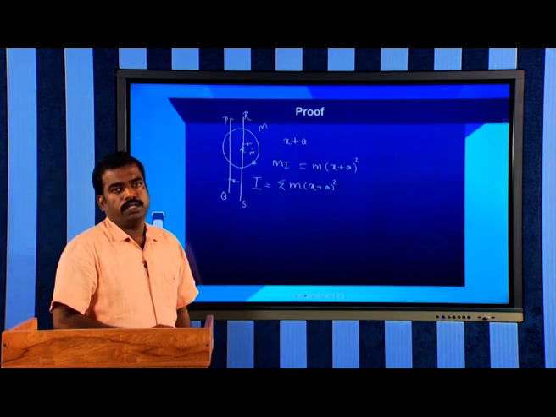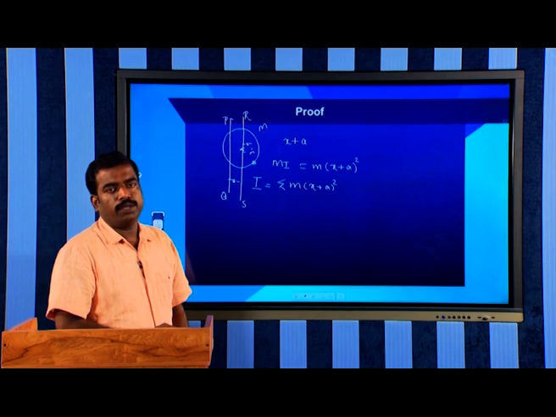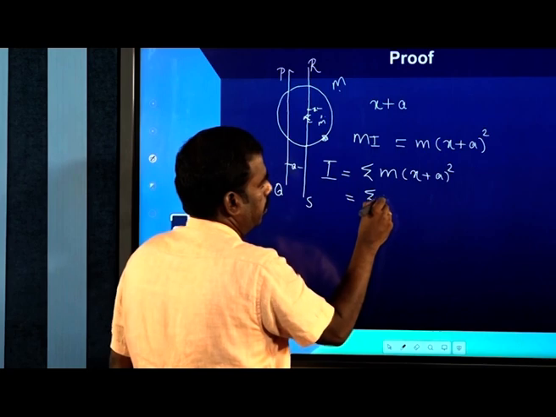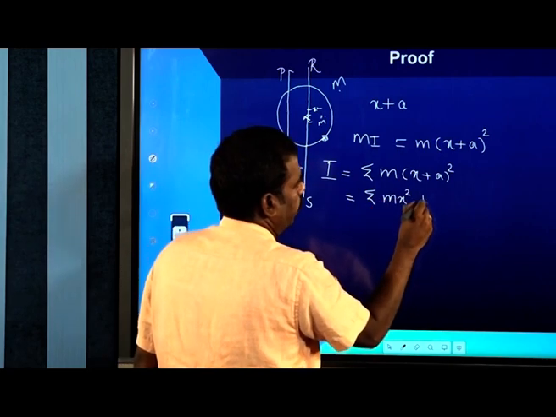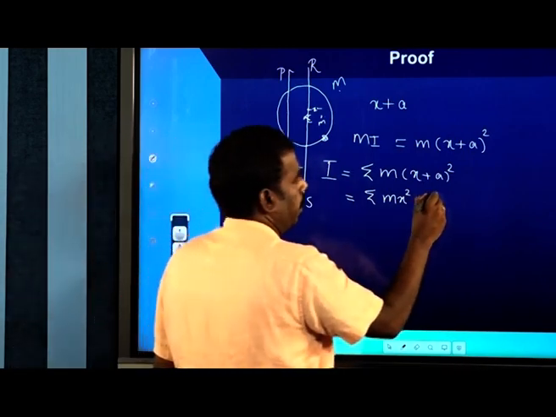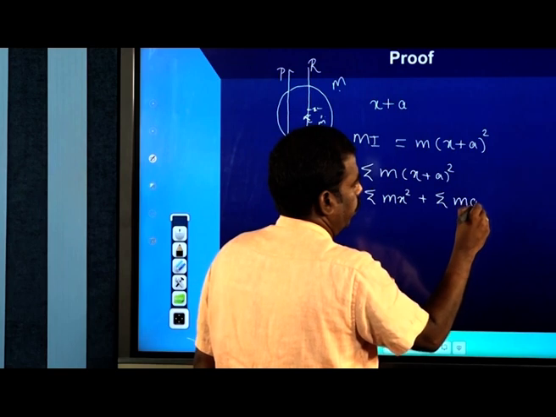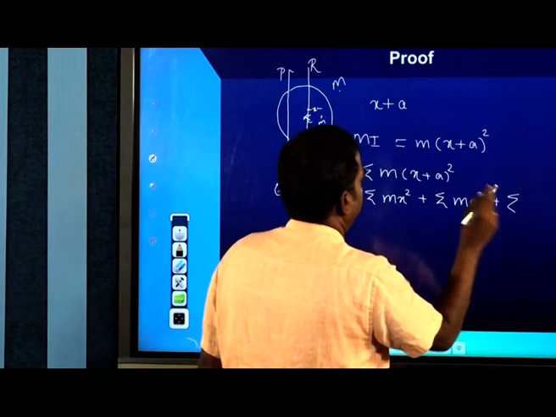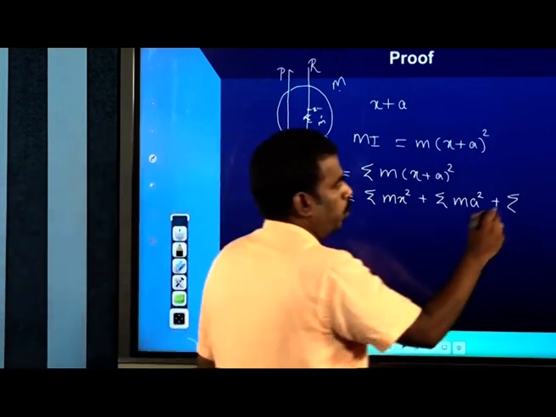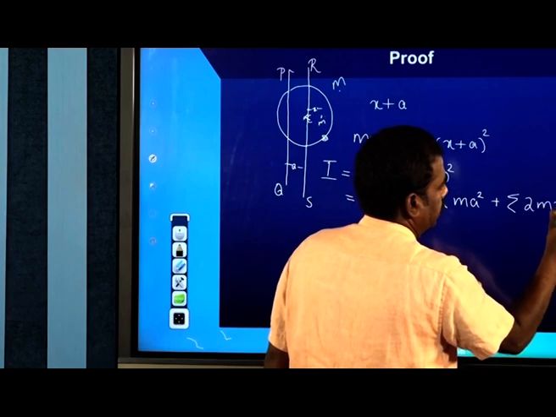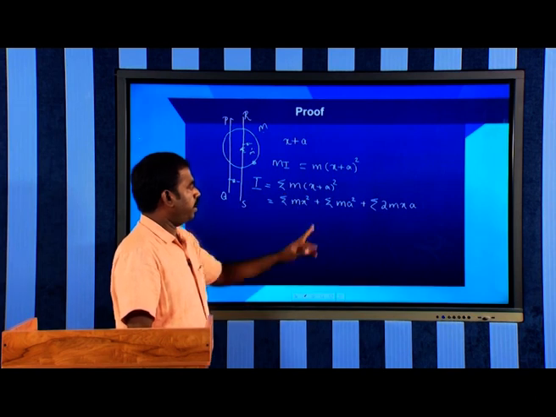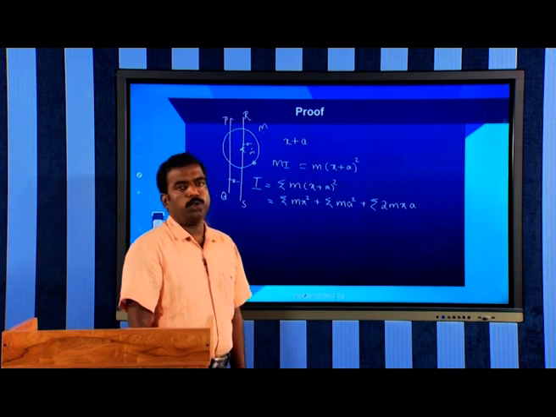So, just use the identity and take the summation on each term. So, it is given by sigma m x square plus, it is x square plus 2ax plus a square, so another term is sigma m a square. Next it is 2ax into m, so it is sigma 2mxa. So, these are the three terms: sigma m x square plus sigma m a square plus sigma 2mxa.